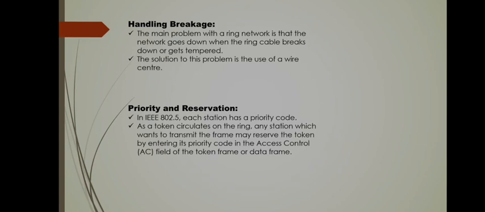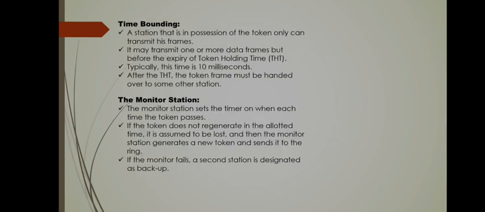Here the problem is breakage. Whenever the ring cable breaks down, the ring network will go down. By using a wire center, this problem can be resolved. Priority and reservation. Each station has a priority code, by entering which the token may be reserved by the station.